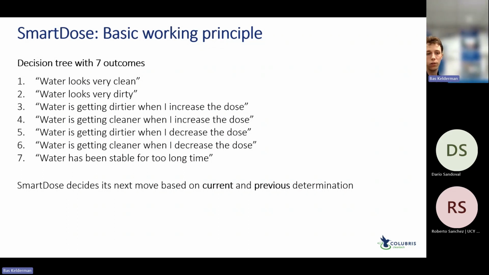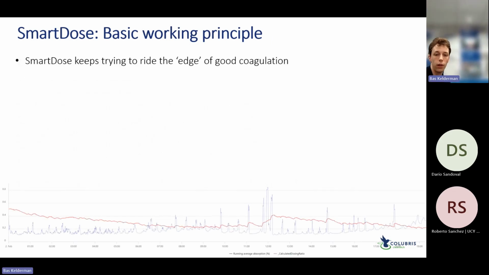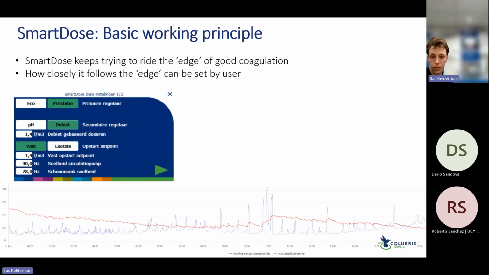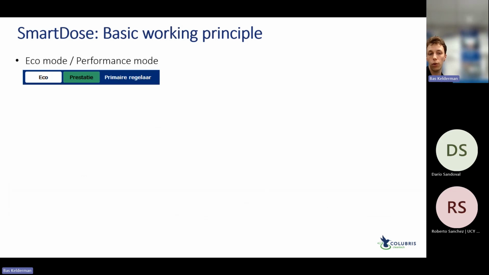But these kinds of decisions, as far as I'm concerned, is what make a SmartDose truly, well, smart. It's quite important. It's in the name. So we keep constantly trying to ride that edge of what constitutes good coagulation. And one of the fancy new things that we have is a couple new settings. So our client can now determine how closely we can follow that edge. To do that, we have labeled these controllers the performance and the eco mode.